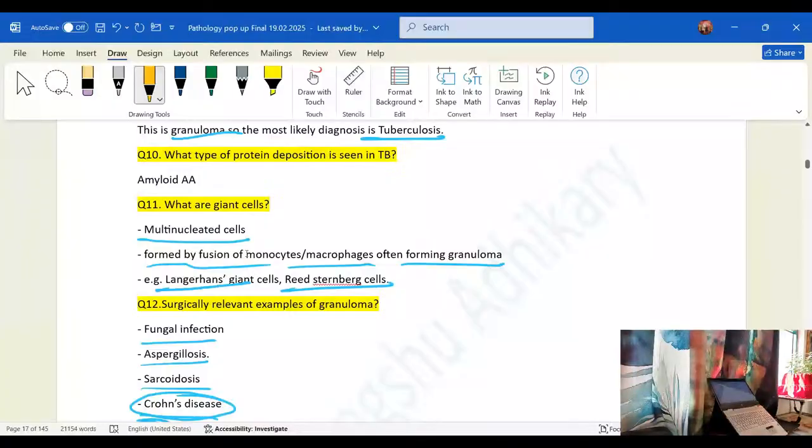A giant cell is a multinucleated cell formed by the fusion of monocytes or macrophages, forming granuloma, like the Langhans giant cell and the Reed-Sternberg cell.